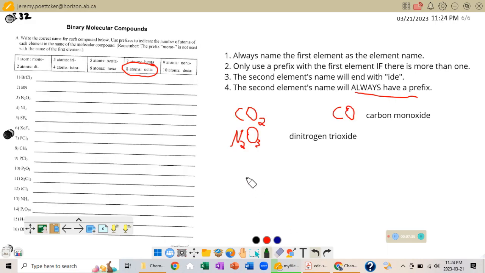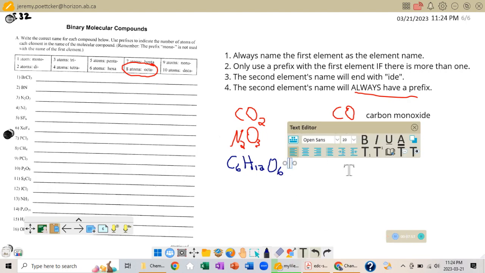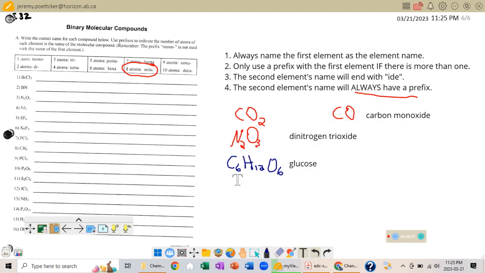And then there's a couple more. So some of these you'll recognize from, for example, biology. One of those from biology you should be able to recognize is C6H12O6. That's glucose. So there is actually a naming system for this in terms of all kinds of different sugars. You don't have to worry about that for Science 10.